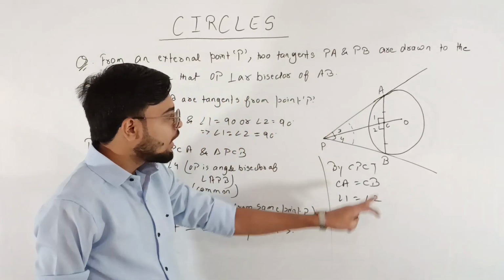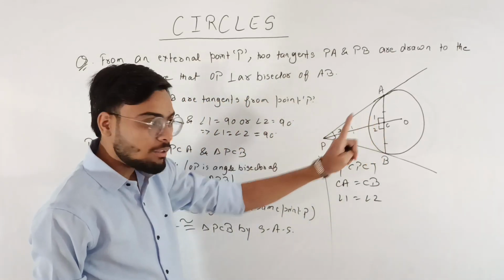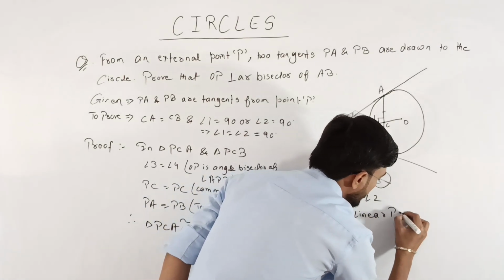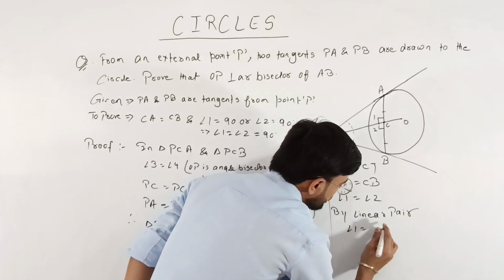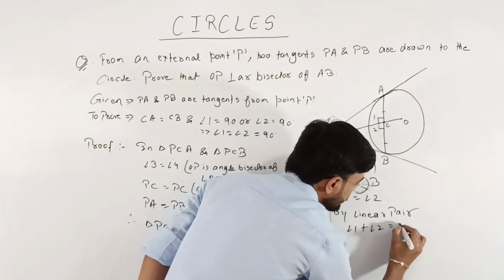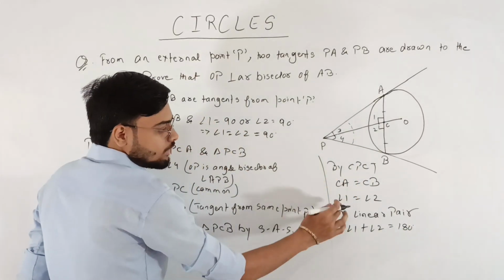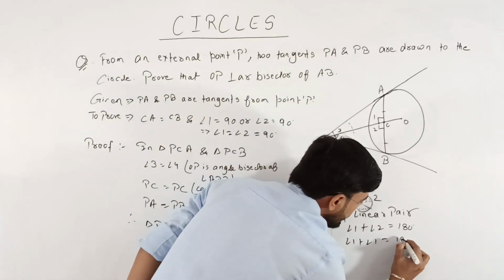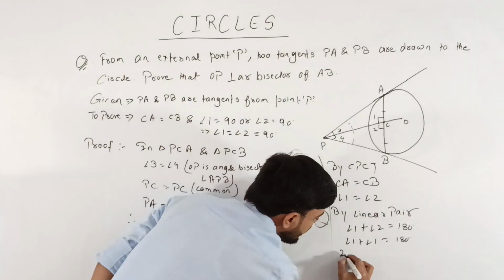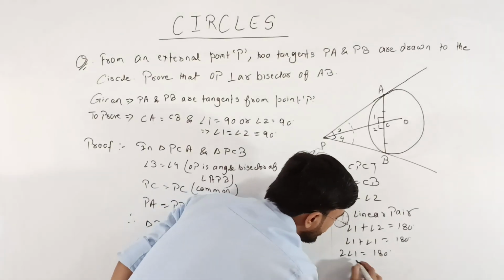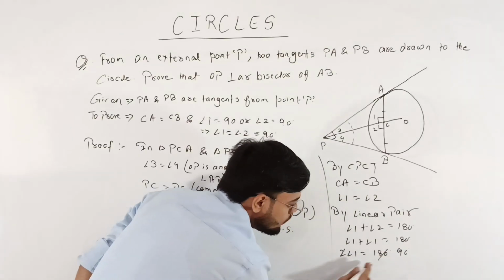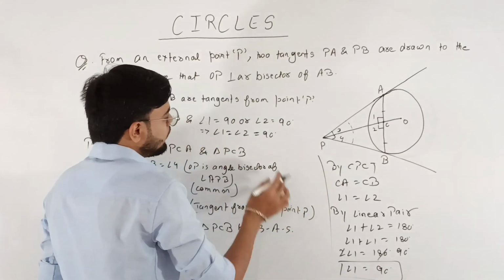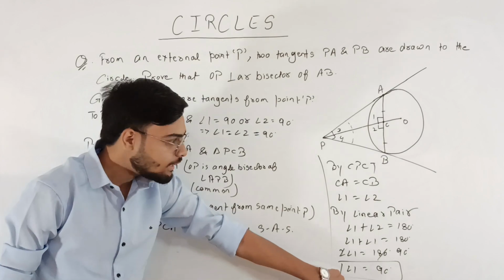Now look, angle 1 and 2 make a linear pair. So from here I write, by linear pair, angle 1 plus angle 2 is equal to what? 180 degrees. Now these two are equal, so I write angle 1 plus angle 1 is equal to 180 degrees. In place of angle 2 I write angle 1. So 2 times angle 1 is equal to 180 degrees. Now 180 divided by 2 is 90. So angle 1 is equal to 90 degrees.